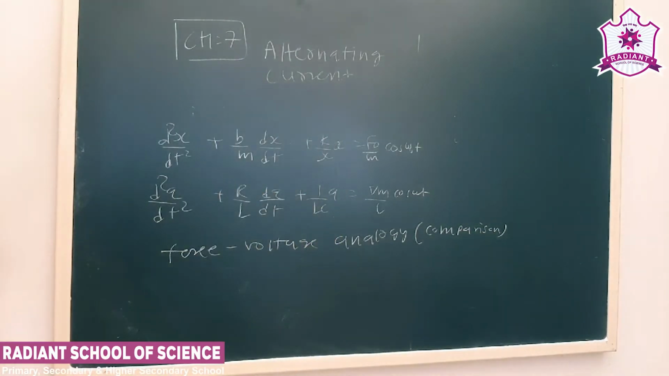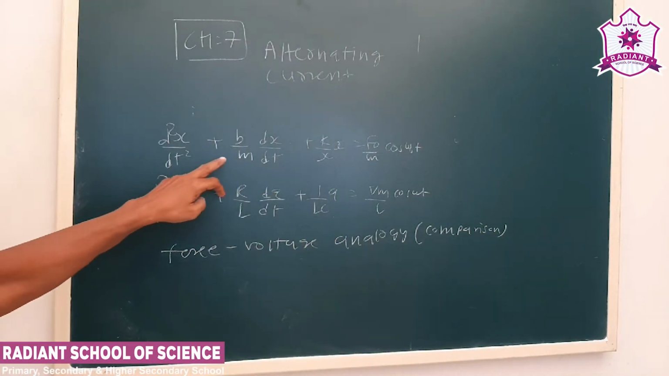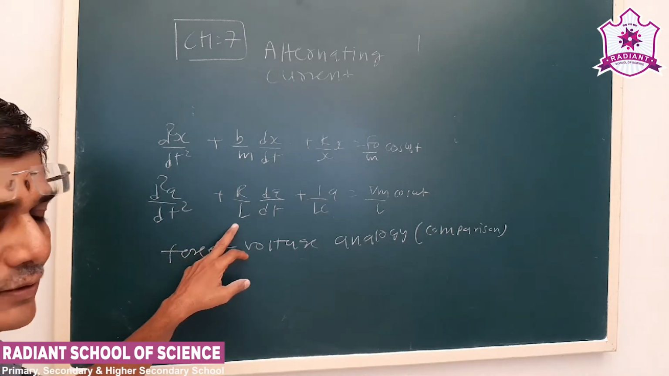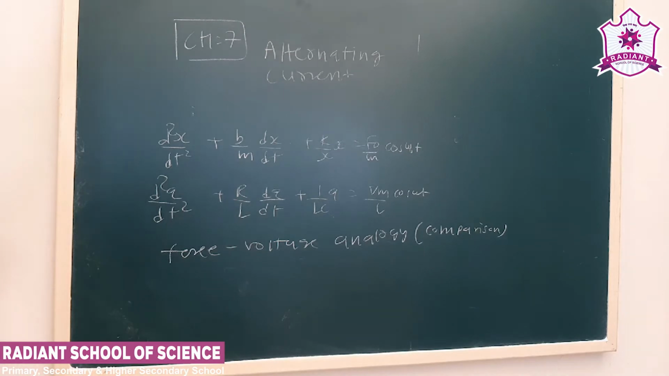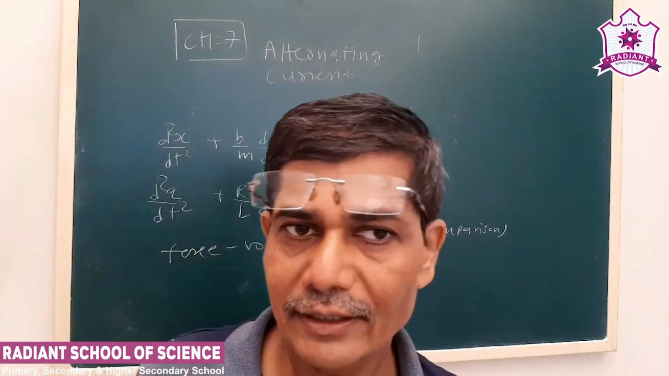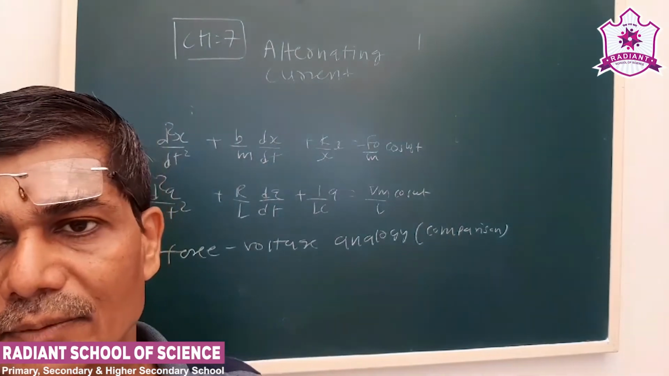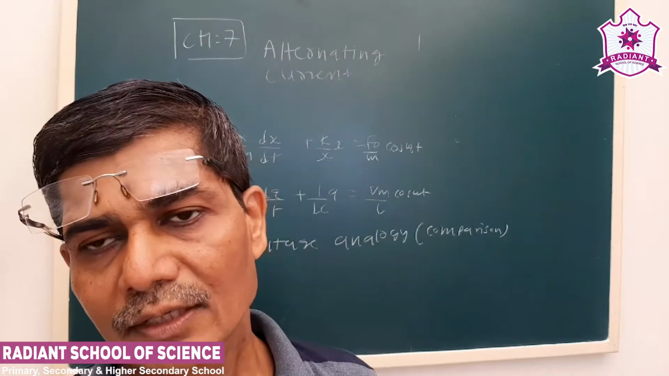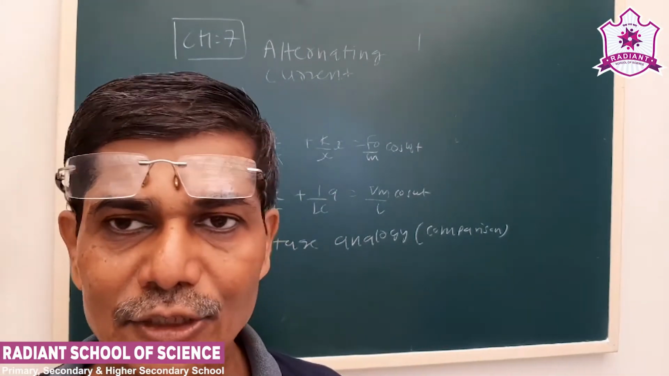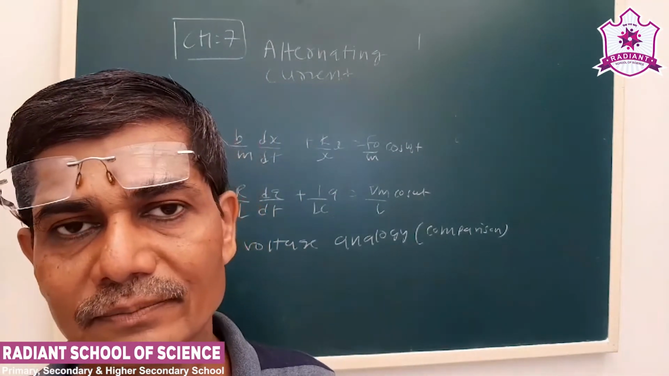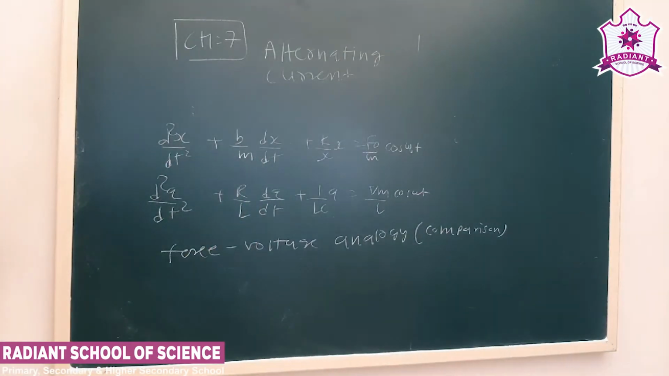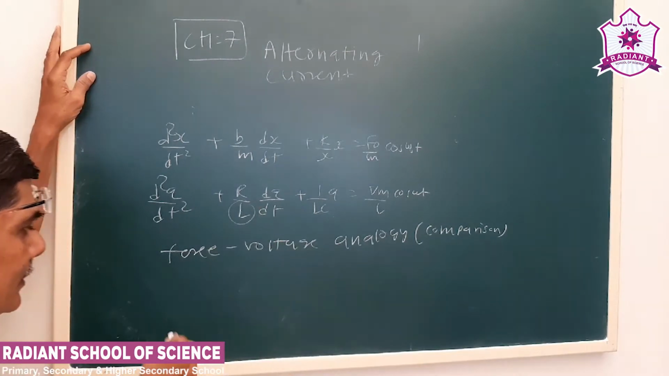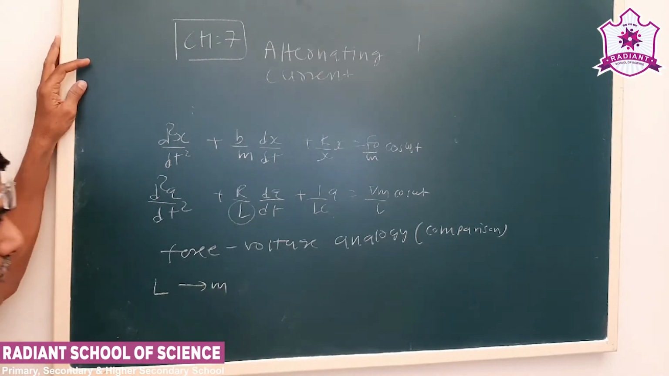Now see what we can see here. L corresponds to mass. L is an inductor that corresponds to mass. Initially, in lesson number 6, we saw that an inductor is an electrical inertia. See, in our mechanics, mass is inertia. Mass is a measure of the inertia. In the electrical circuit, the inductor is an electrical inertia. So L corresponds to mass.